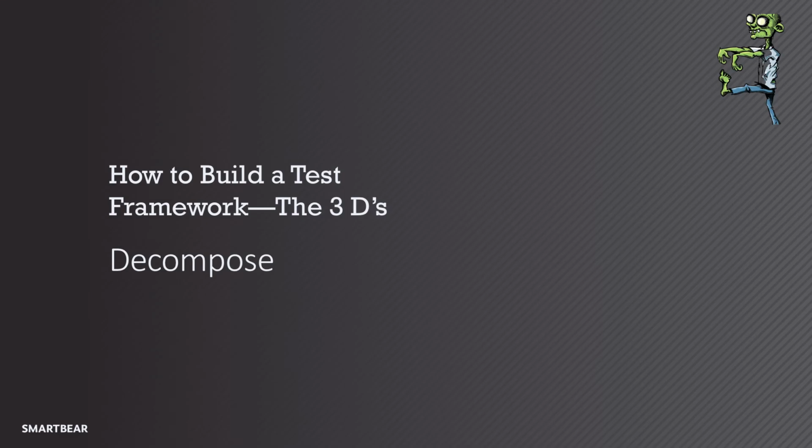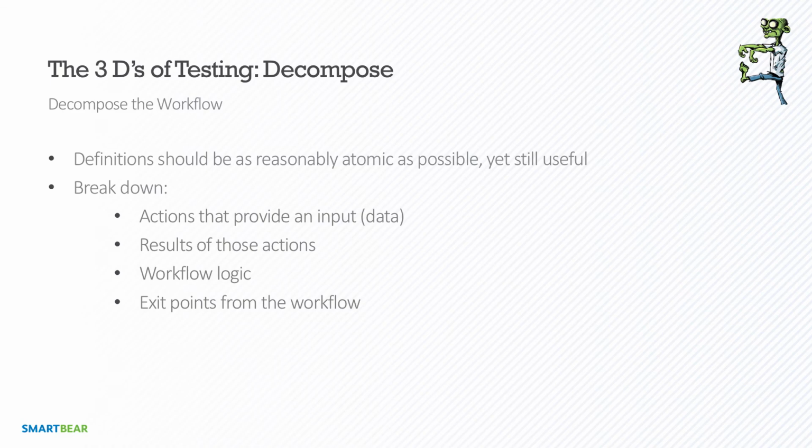And that leads us to our next D, which is the second D for how to build a test framework: decomposing. Yeah, a little zombie inspiration there, I think.